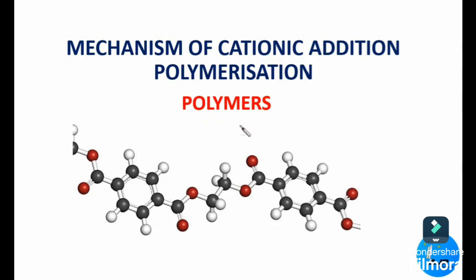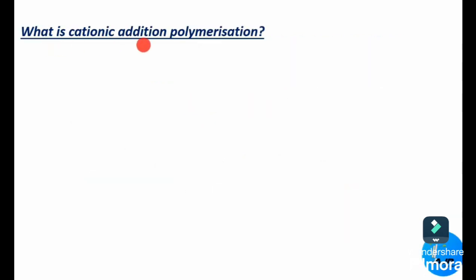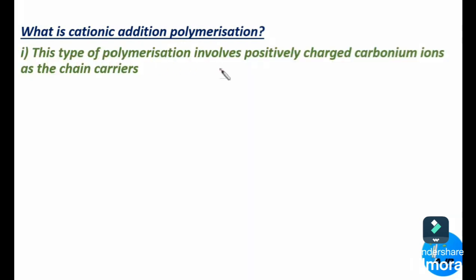Today we are going to see an interesting topic, the mechanism of cationic addition polymerization. What is cationic addition polymerization? This type of polymerization involves positively charged carbonium ions as the chain carriers. In the case of the free radical mechanism, we had active centers. Here, we have positively charged carbonium ions, and these act as the chain carriers.